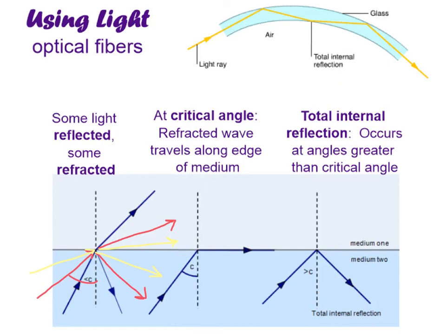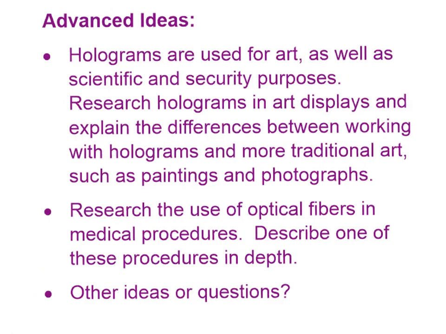The light moves like water through a pipe. Total internal reflection is possible because the core of the fiber in optical fibers is made with glass of two different indices of refraction, and that is what makes optical fibers work. They're used most often in communications, but they also have a lot of medical uses as well.